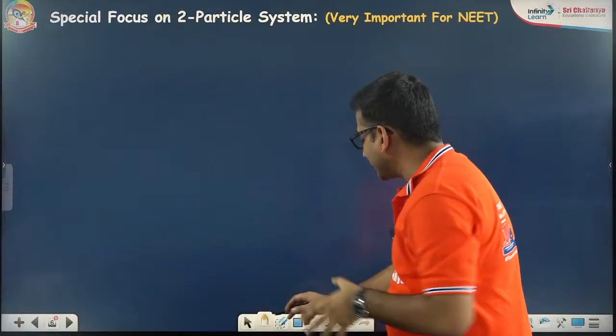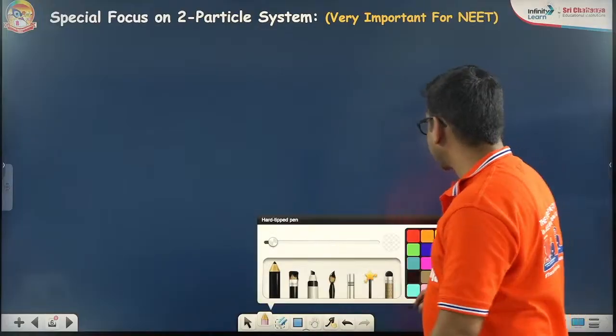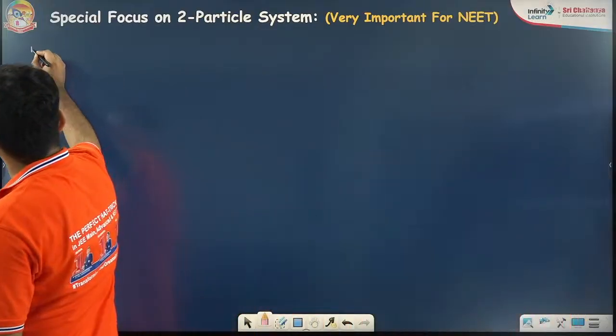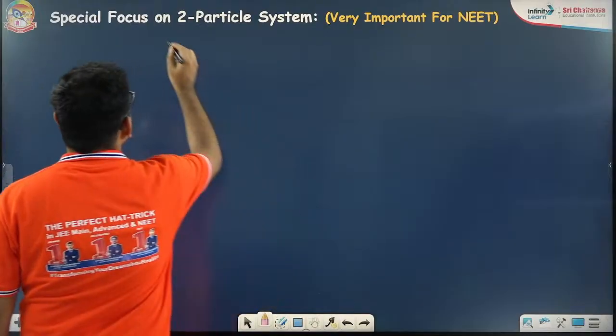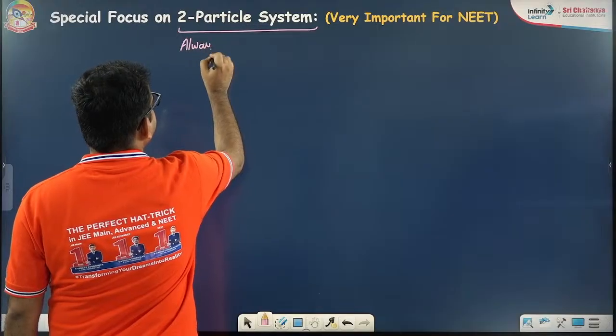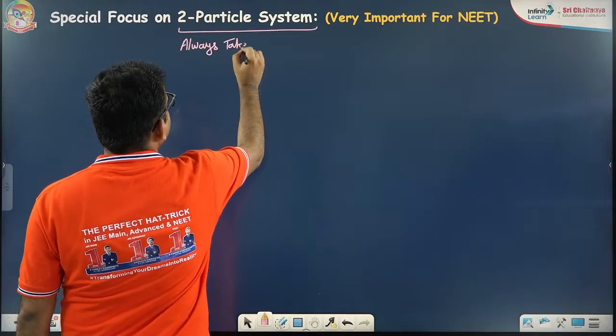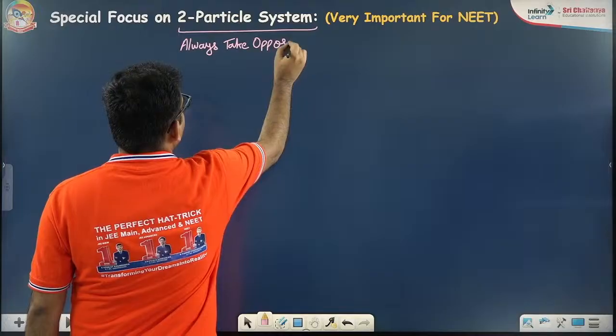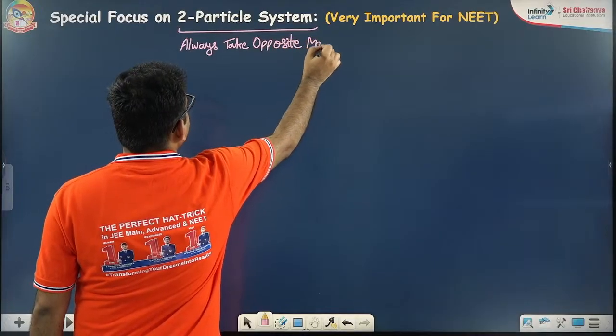Special focus on two particle system. Illustration 1. Always take the opposite mass. Two particle system. Always take opposite mass.